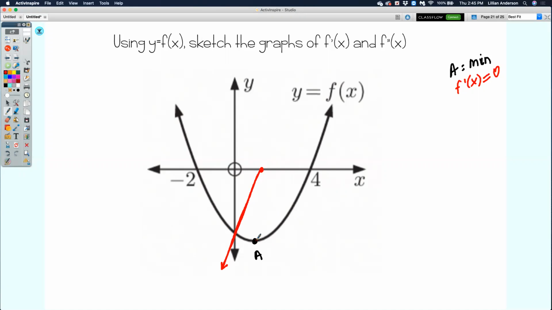But then after that point, the original function was increasing, so that means it should be what on the first derivative? Above the x-axis. So then it should be positive, above the x-axis. And that is our first derivative.